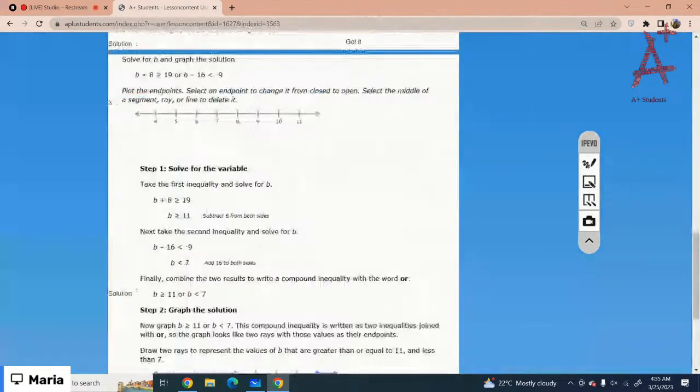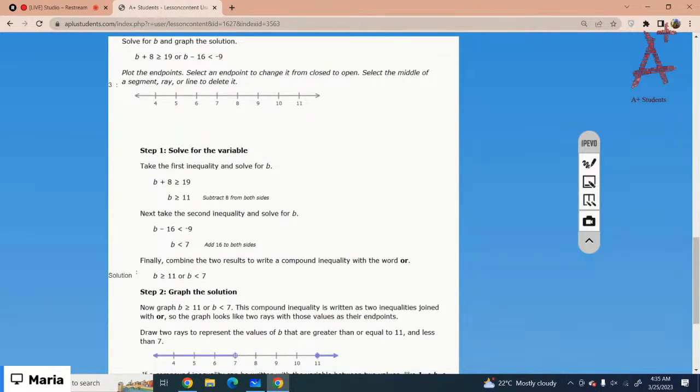Okay, the next one is solve for b and graph the solution. B plus 8 is greater than or equal to 19, or b minus 16 is less than negative 9. So b plus 8 is greater than or equal to 19. That means the solution is b is greater than or equal to 11. And the solution for the second inequality is b is less than 7.